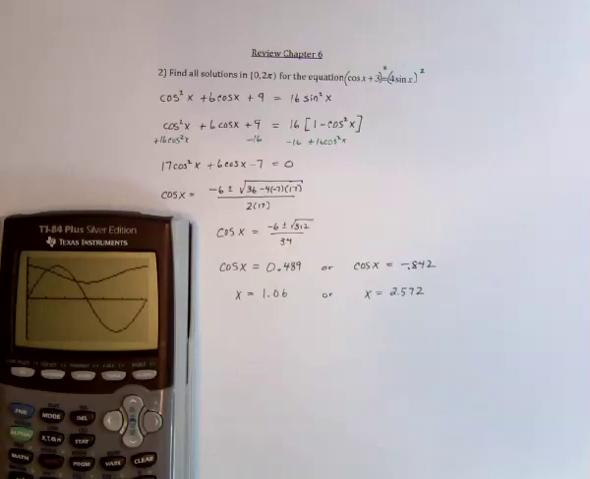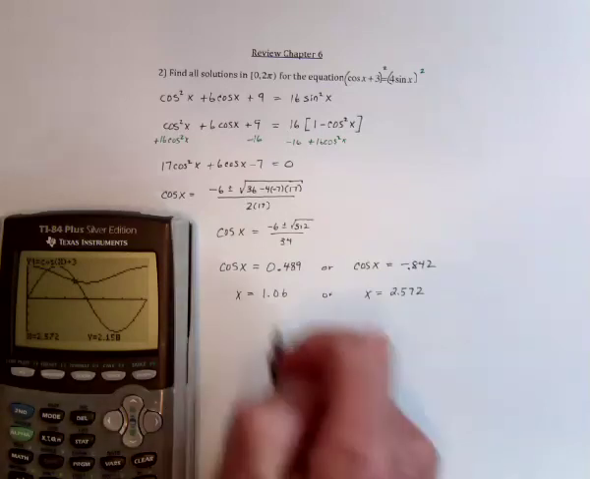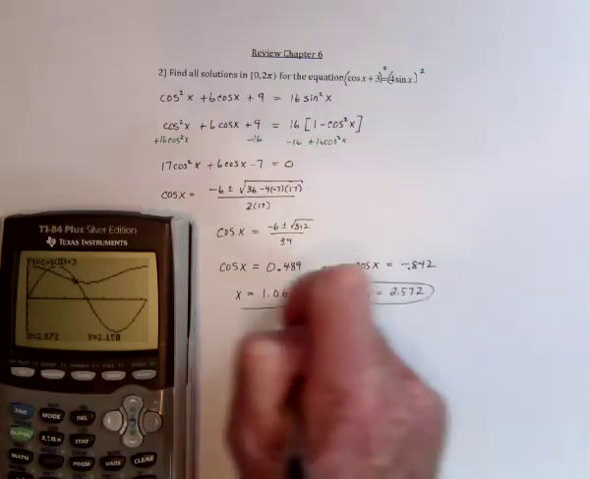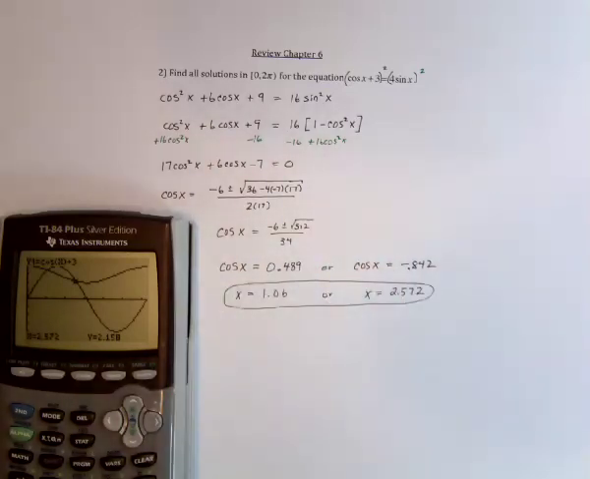So there are the graphs. There are 2 places where they intersect. And let's see, trace and try out a 1.06. That seems to be the first place that they intersect. And then what about a 2.572? Huh, very nice. Worked out, though we didn't have to go and get any more solutions. Those are the 2.